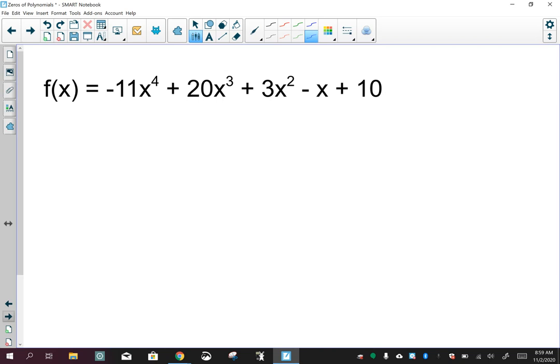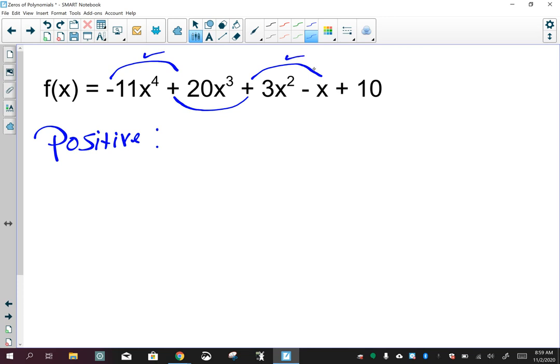So we're going to start here. We're going to look at our positive ones, and all we're going to do is count sign changes. So I have a change here. I do not have one here. I have a change here. And I have a change here. So I have 3 positive zeros that I could possibly have.